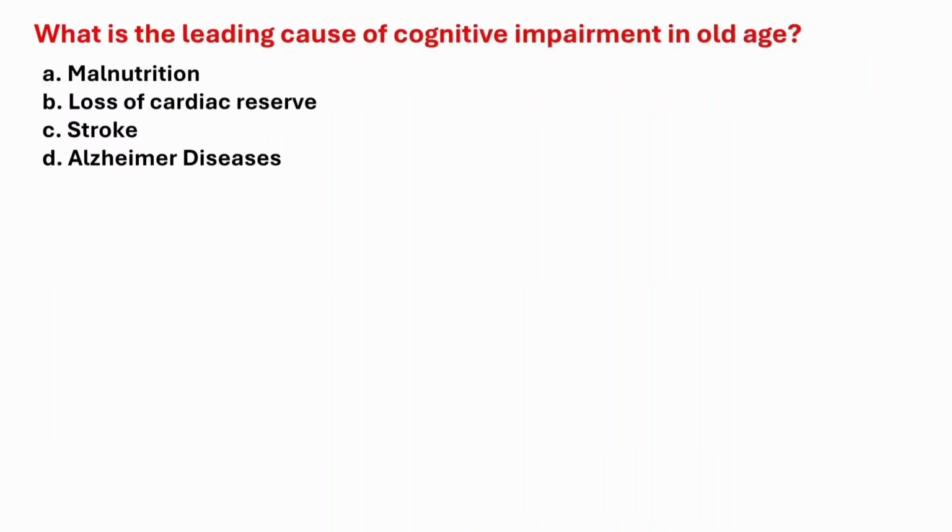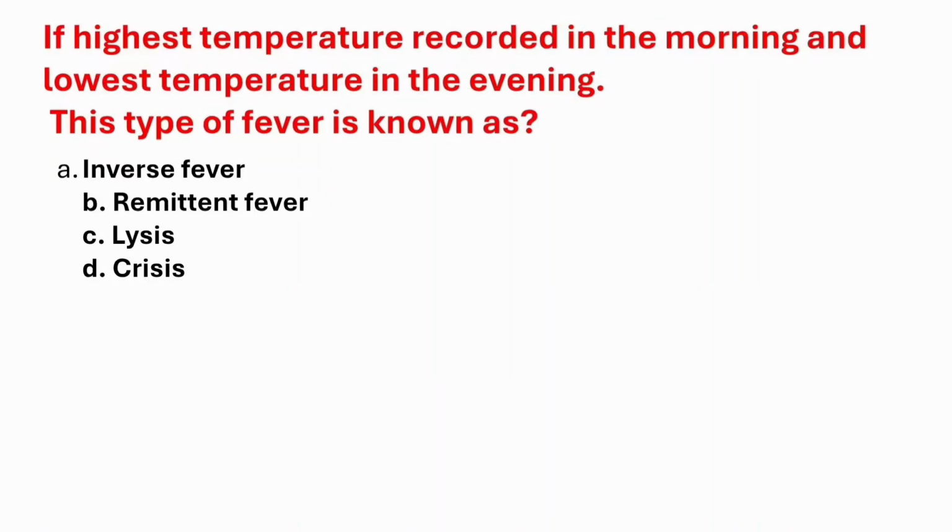Zinc. What is the leading cause of cognitive impairment in old age? A. Malnutrition. B. Loss of cardiac reserve. C. Stroke. D. Alzheimer's disease. The correct answer is D. Alzheimer's disease. If the highest temperature is recorded in the morning and the lowest temperature in the evening, this type of fever is known as A. Inverse fever. B. Remittent fever. C. Lysis. D. Crisis. The correct answer is A.